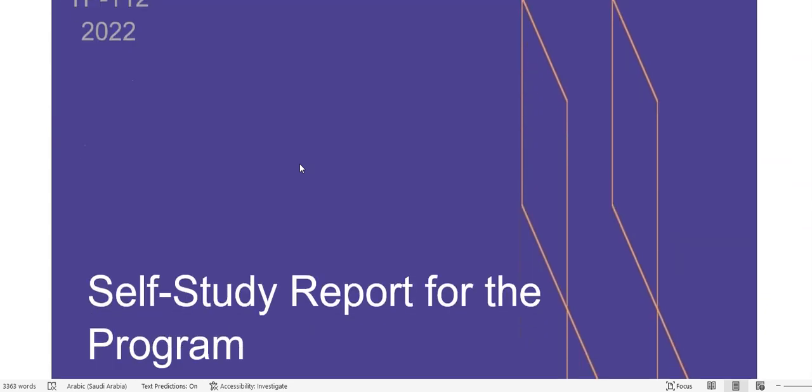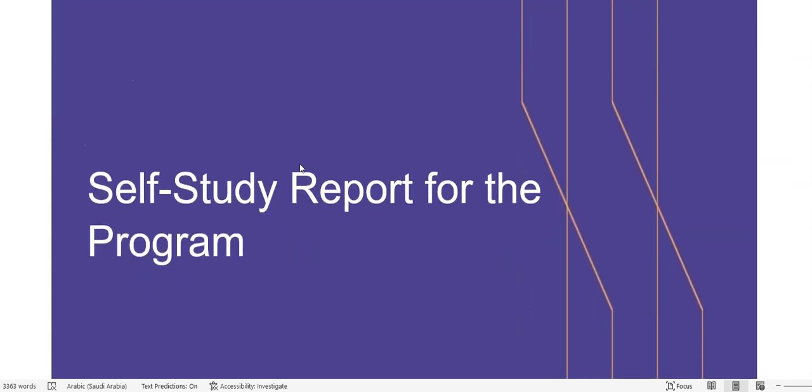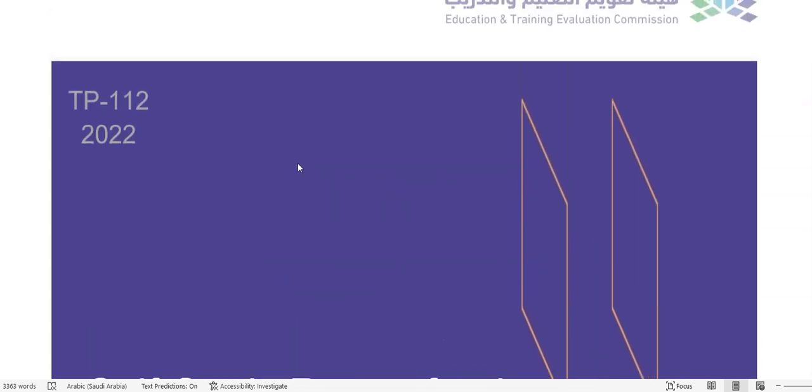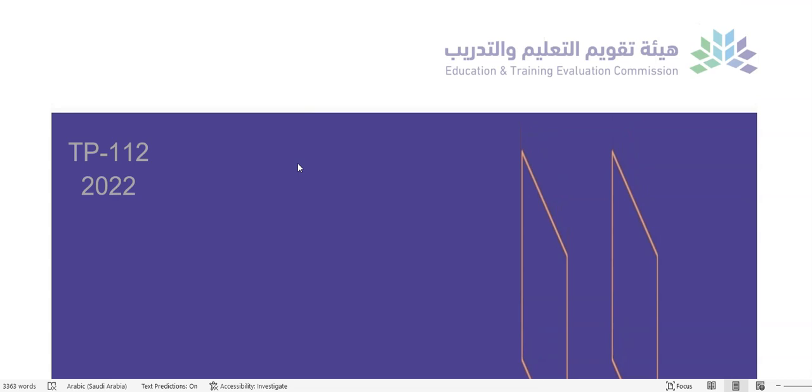Today we will talk about the self-study report for the program. This is the new NCAAA form TP112. As you know, the NCAAA works under the umbrella of the Education and Training Evaluation Commission in Saudi Arabia.